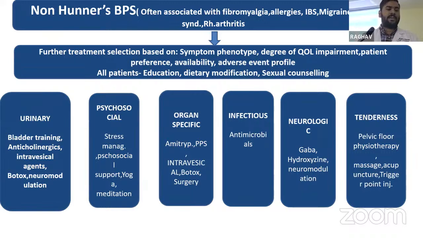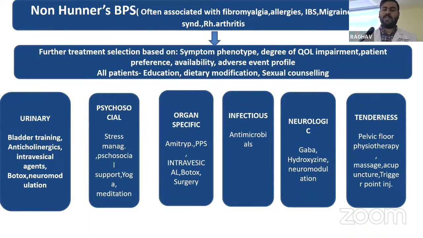Anticholinergics are advised, intravesical agents are administered, and Botox and neuromodulation are done. Psychosocial stress management and support, yoga, and meditation have been shown to give a great improvement in symptoms. If organ-specific IC-BPS is identified, then we go ahead with amitriptyline, pentosan polysulfate or intravesical cocktail injection, and botulinum toxin. Infection is always to be treated with antimicrobials.